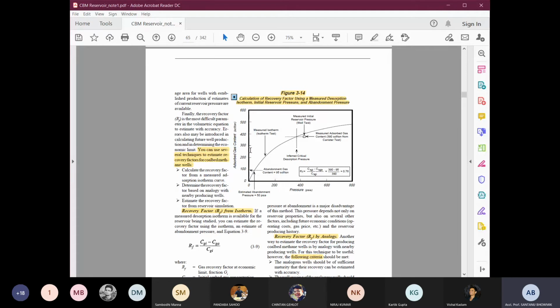so let us come to 250. At this 250 volume, what is the corresponding pressure you are getting? Maybe approximately 200 psia. So this 200 psia is the PL, the pressure of the Langmuir L50. So these parameters are also called VL and PL. VL is the Langmuir volume, PL is the Langmuir pressure.